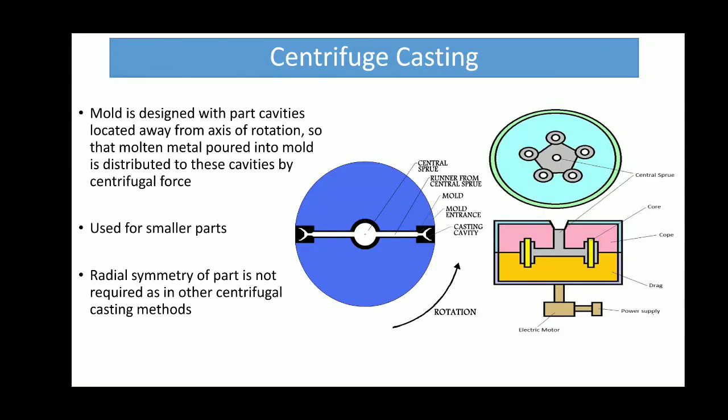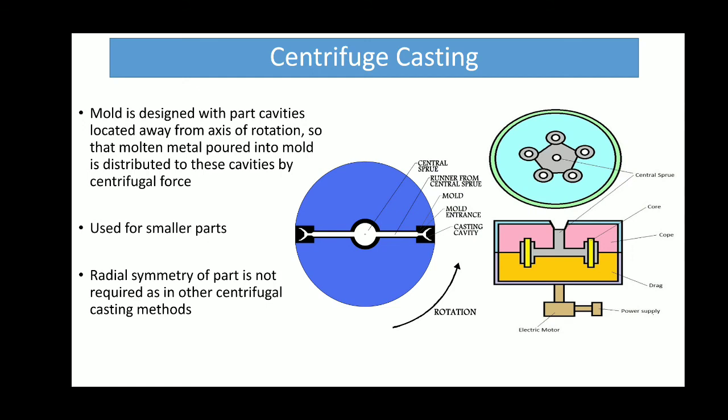Similarly, we have centrifuge casting. It is just like the centrifuge, which you might have already heard of in medical terminology also. Here, the mold is designed with part cavities which are located away from the axis of rotation, so that the molten metal poured into the mold is distributed to these cavities by the centrifugal force.